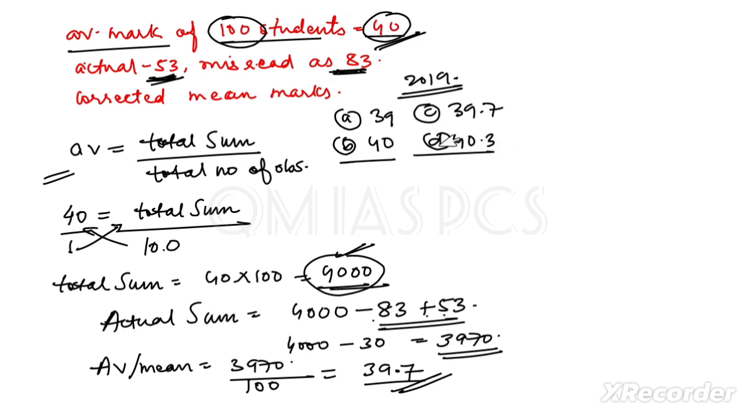So we can eliminate 40 and 40.3. In that way we can eliminate two options. Now you can solve and find which can be your answer, 39 or 39.7. I'm just giving you an idea based on the concept of how you can eliminate options. Sometimes you can eliminate all three options. That's why this is the concept. Okay, let's see the next question.